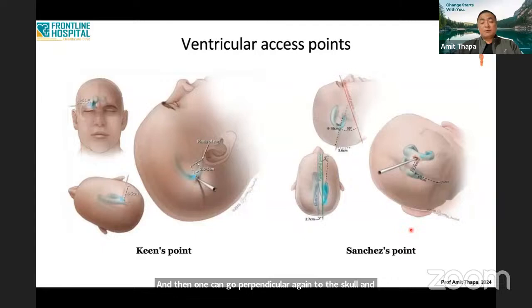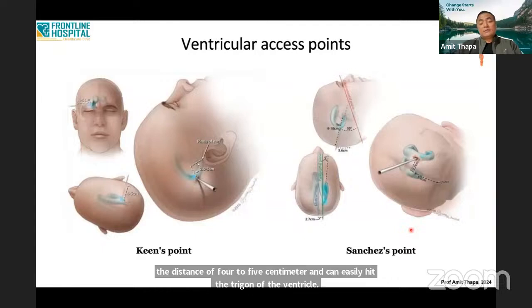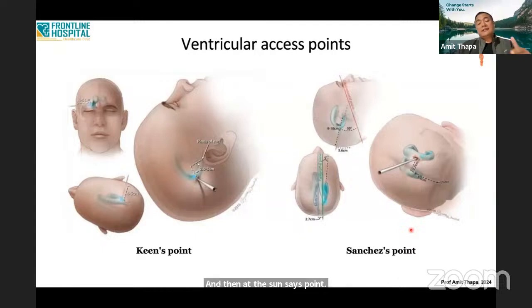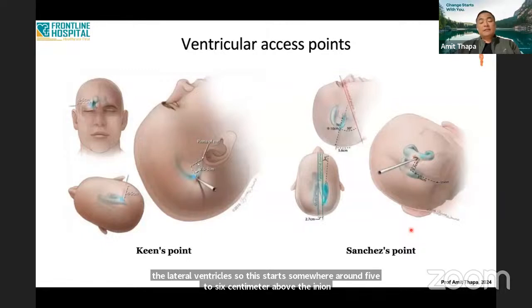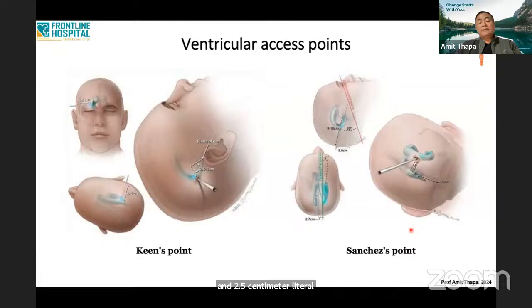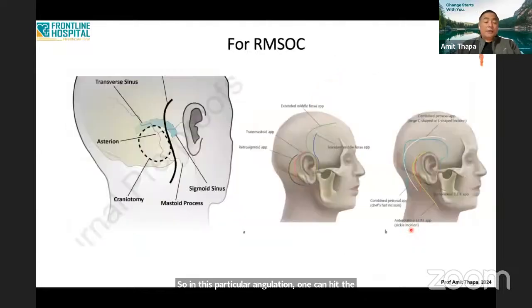And then the Sanchez point. So the Sanchez point is basically targeting the temporal horn of the lateral ventricle. This starts somewhere around 5 to 6 centimeter above the inion and 2.5 centimeter lateral. And this is angulated 5 centimeter towards the lateral aspect, and it is angulated 30 degree to the orbitomeatal plane. So with this angulation, one can hit the temporal horn at 9 to 10 centimeter depth.